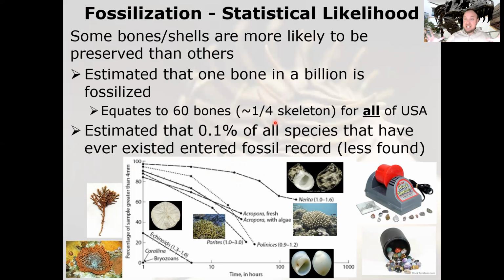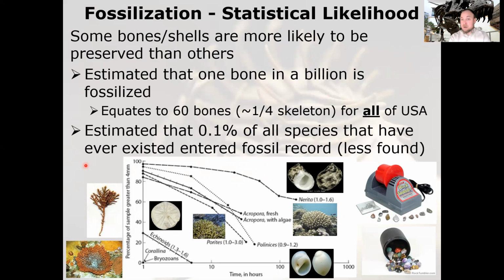Now remember, that's an instantaneous slice. There's 330 million people alive in the United States today. Think about how many people have been alive in the United States in the last 250 years. Now for dinosaurs, think about how many dinosaurs lived for 200 million years or 150 million years. It's a lot of individuals, and so there's just more material that might be preserved, but it's really unlikely. 1 in a billion bones make it into the fossil record. So from that, it's estimated that about 0.1% of all species that have ever existed have entered the fossil record.